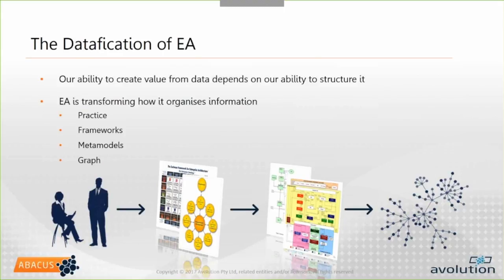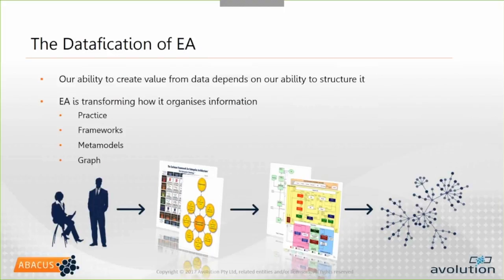What then seems to be happening is that EA teams and organizations find that they need to structure the data that underpins those artifacts, and they need to come up with a formal definition of what each of those areas of data are and how they relate to each other. And this gives rise to the meta model.